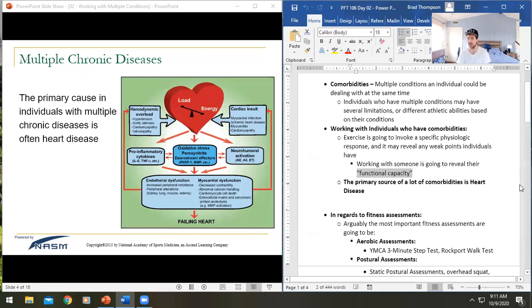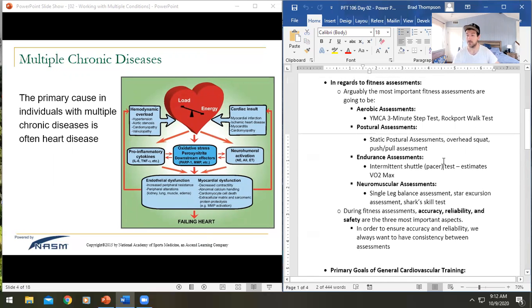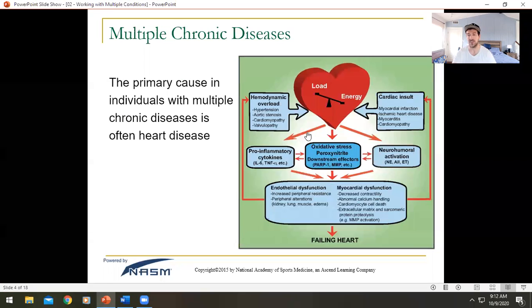So here's an interesting little chart that I want to show you guys. The primary cause in individuals with most chronic diseases is often heart disease. We've seen heart disease be linked to diabetes. We've seen heart disease linked to arthritis even. So it's interesting because you're like, wait, what could my cardiovascular system possibly have to do with my joints, right? Well, remember, your heart is what pumps blood around the body and provides you with energy. If you don't have energy to move, you might do things that result in your cartilage degrading over time, right? So multiple chronic diseases, right?